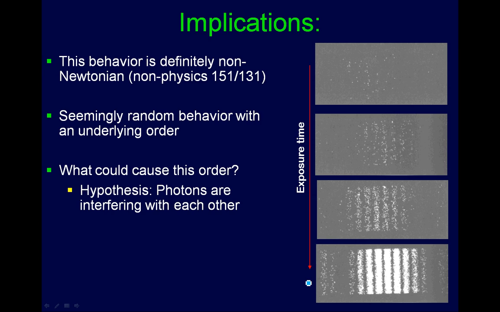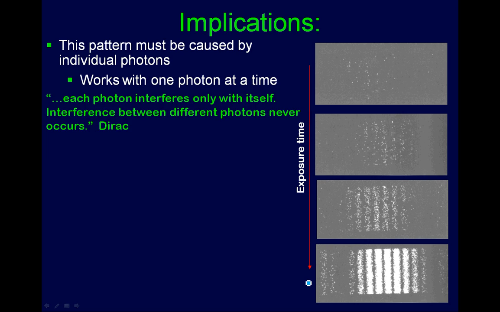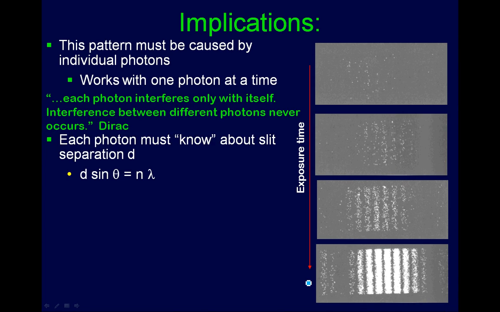And so let's just think about one hypothesis that you might have. Maybe the photons are interfering with each other. And so what people have done is they've done this with one photon at a time. You can do this experiment where you slow down the emission of the quantons, the photons, or the electrons, whatever you're talking about, so that only one is going through at a time. And Dirac has a really famous quote: each photon interferes only with itself. Interference between different photons never occurs.